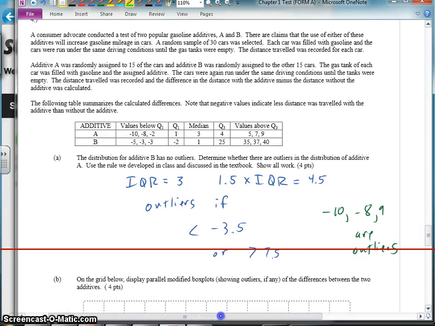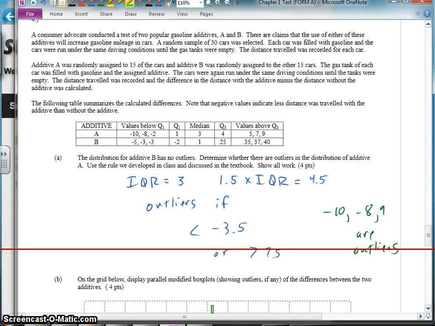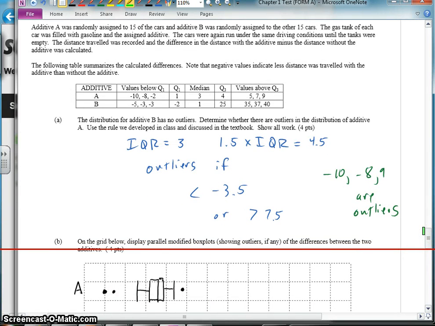Last question was about two additives added to gasoline. We're trying to see how it affects the gas mileage. We were given some summary data, and the first thing was to show whether there are outliers in additive A. This is just a straightforward criterion that you have to follow, that you just need to know. There's really no excuse for not knowing that criterion. Some people still messed it up, but basically you can look at this, you can pause it, whatever. We determined that those three values are outliers.